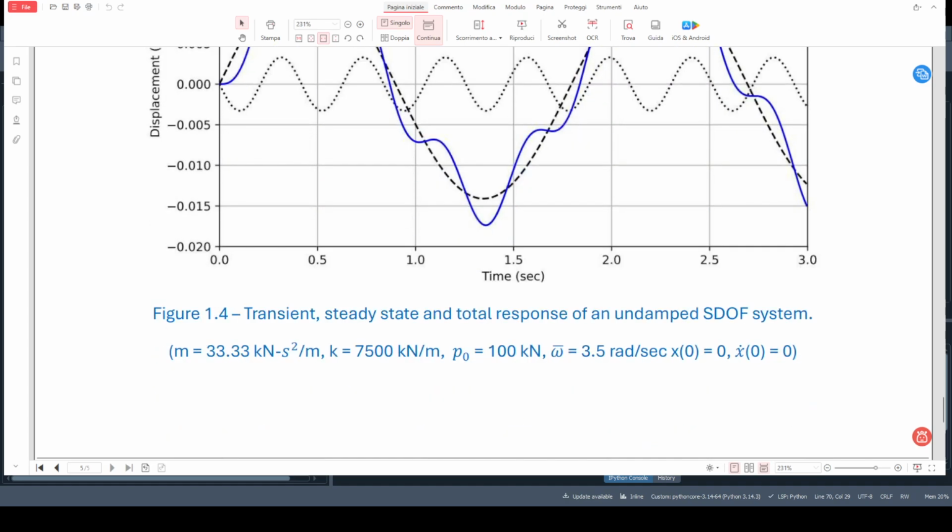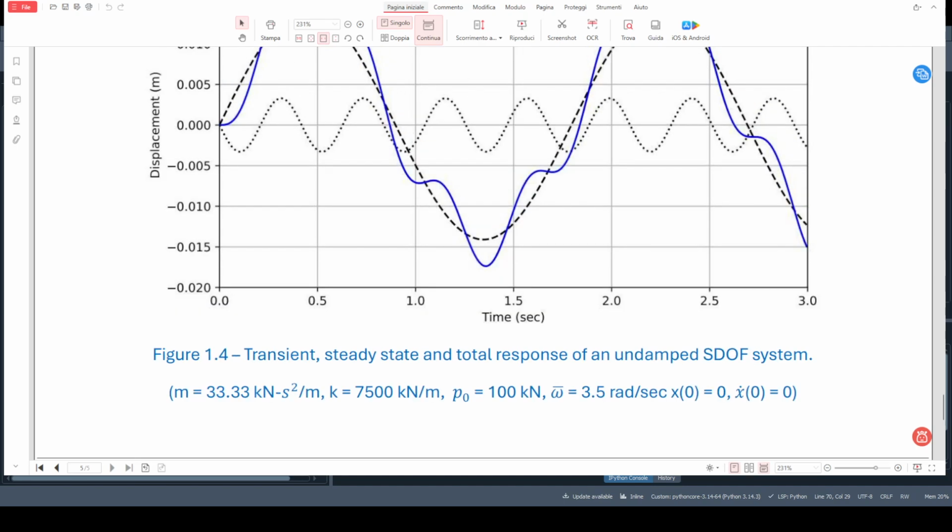This is the case of mass 253 kilonewton per second divided per meter. K is 7,500 kilonewton per meter. P0 is 100 kilonewton. Omega bar is 3.5 radian per second. For initial condition, the displacement is equal to 0 and velocity is equal to 0.